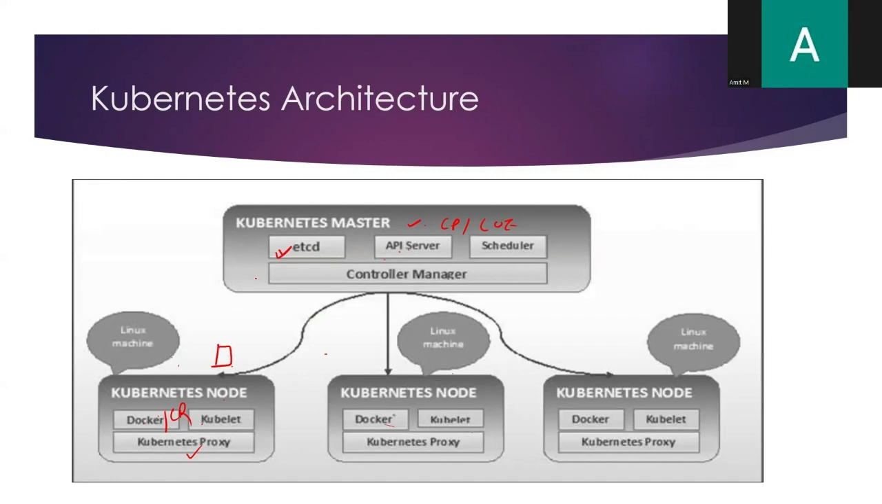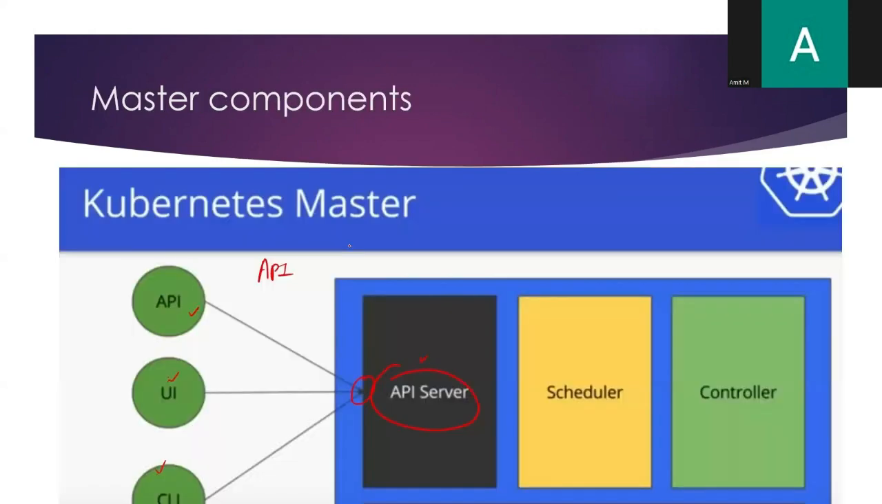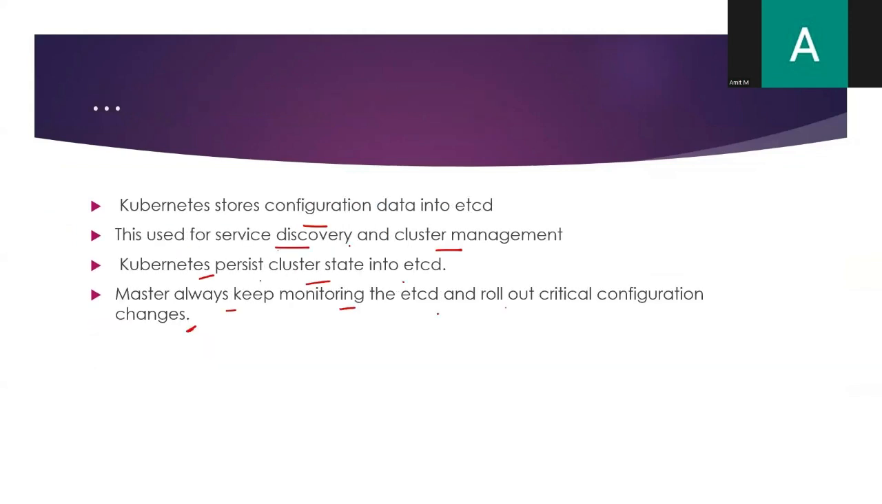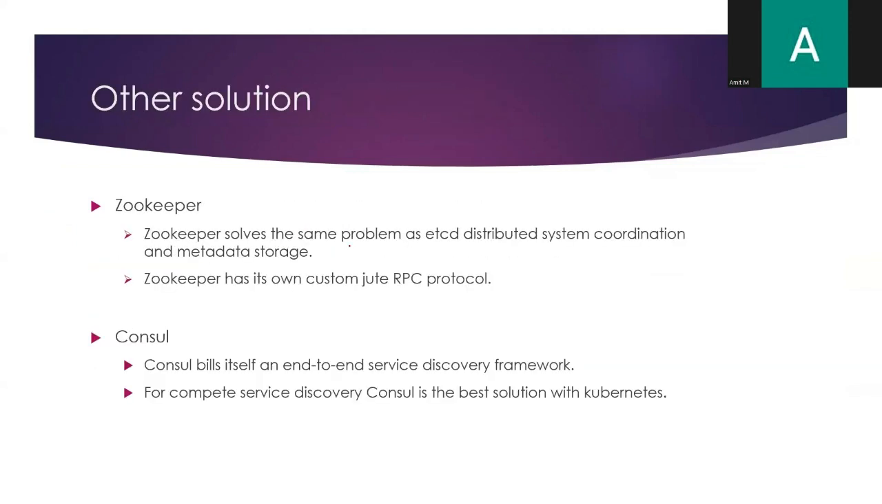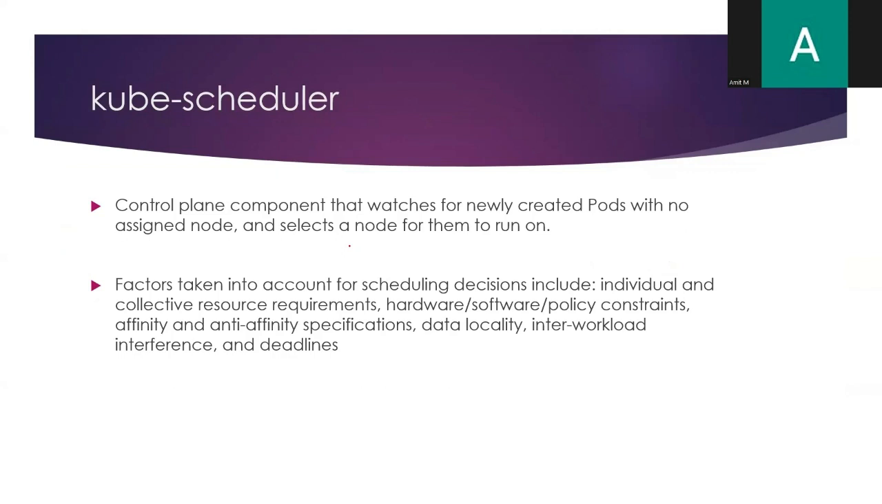Everything is stored under the etcd. Similarly, worker node state, cluster consistency state, everything is stored under etcd. So API server will be monitoring the etcd to address the things. Then comes the alternatives of etcd, Zookeeper and Consul. Two other alternatives are also available, which you need to configure explicitly if you are not going for the default installation. Then comes to the scheduler.